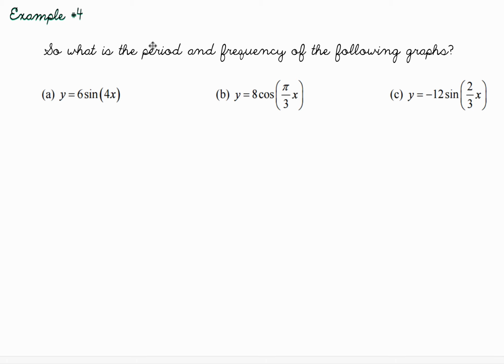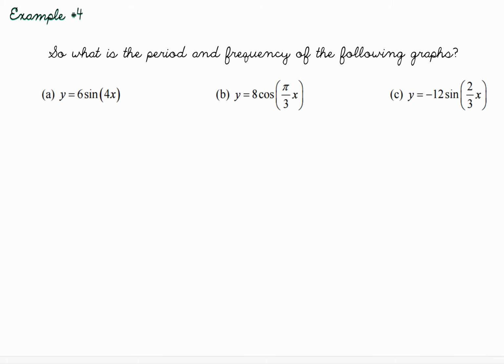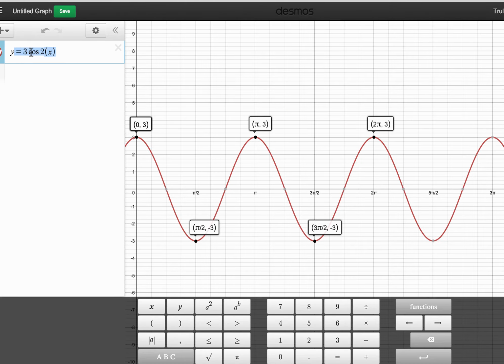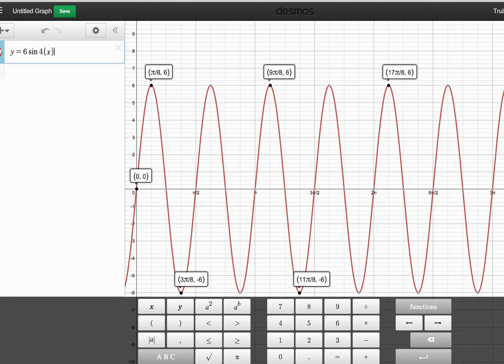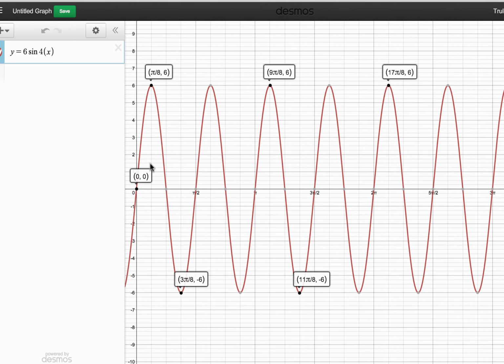So sometimes they'll just ask you to figure out the period and the frequency just by looking at them. Well, we can always graph them. So just to show you, let's do y equals 6 sine of 4x. So I'm going to go back over here to Desmos. I'm going to type in y equals 6 sine of 4x. And here we go.